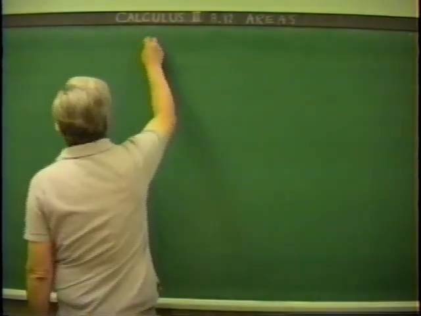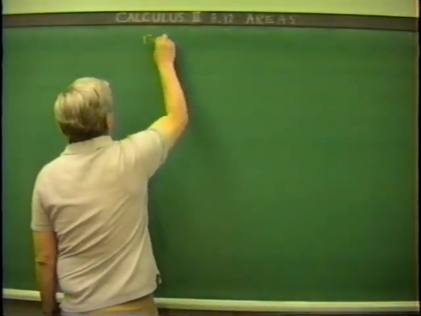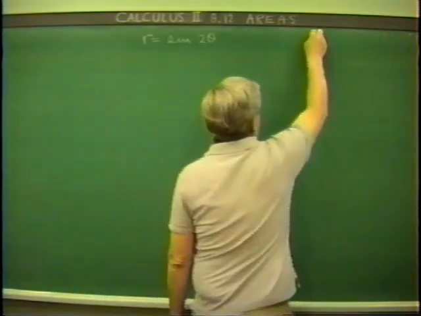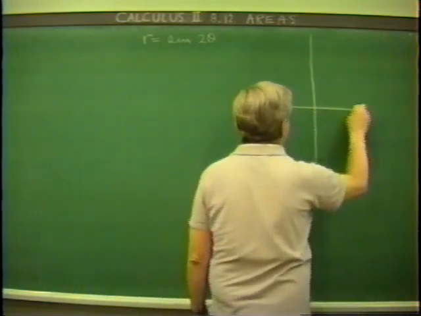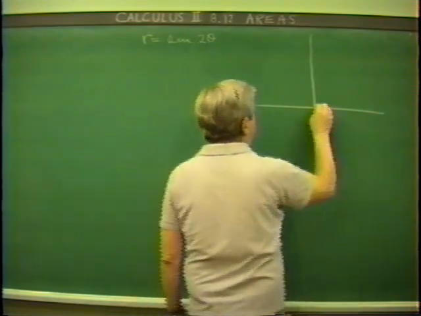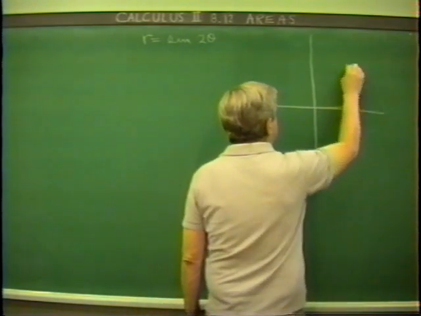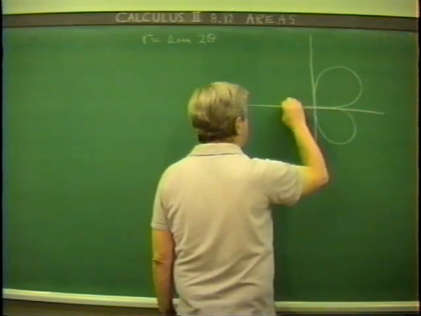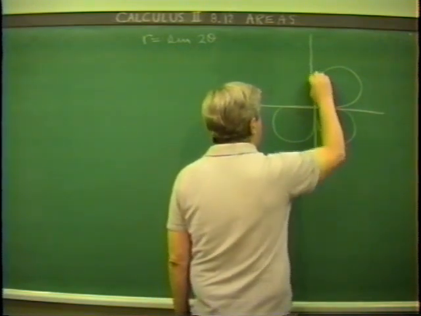Okay, let's take a look at calculating the areas for several examples. Let's start with r equals sine of 2 theta. The graph of this is a four-leaf rose. Theta is equal to 0, it starts at 0. And the graph looks like this.